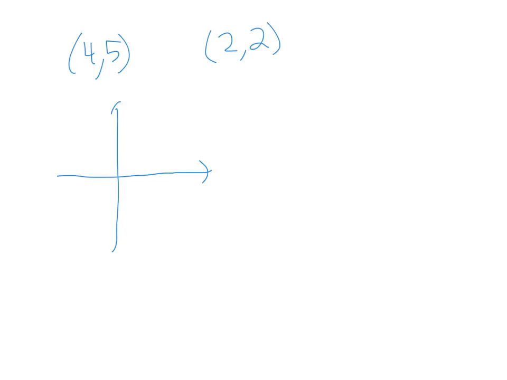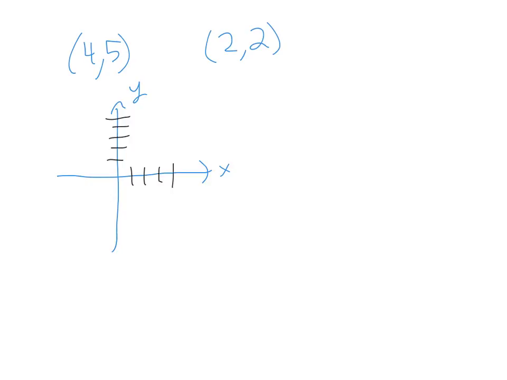Let's check out problem number 1. You are given the points 4, 5, and 2, 2. So this is actually enough information to use the distance formula to find how far this point is away from this point. To get a better idea, let me go ahead and draw a coordinate plane really quick. I apologize for my drawings as always.